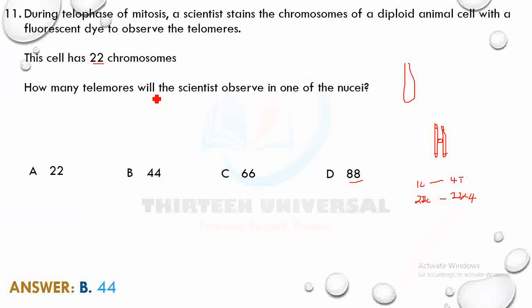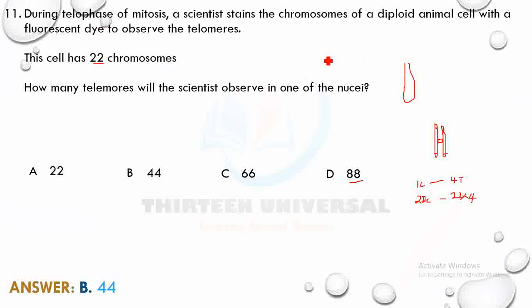Okay, let's look at it again. So how many telomeres will the scientists observe in one nucleus? They say during telophase of mitosis, a scientist stains the chromosomes of a diploid animal cell with a fluorescent dye to observe the telomeres. This cell has 22 chromosomes at telophase.